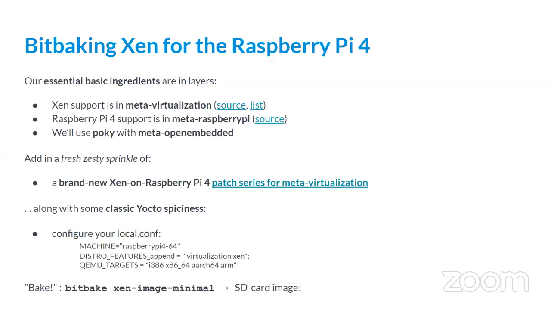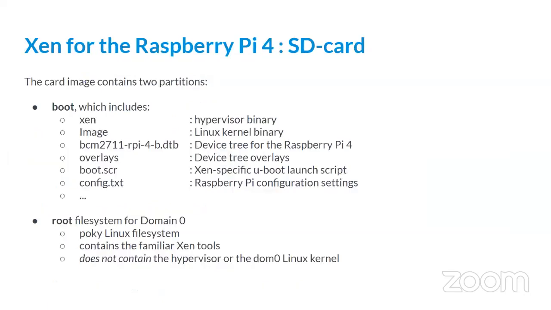So that's pretty exciting to be able to do it from standard configuration, apply some stuff, bitbake, and out comes our image. So on that image, you have two partitions. This is very similar to the partition layout you would get if you were booting standard Yocto Linux on the Raspberry Pi 4. You've got a boot partition, which in this case has an added hypervisor binary and some slightly different configuration in order to activate that, and then a root file system partition with Poky Linux.